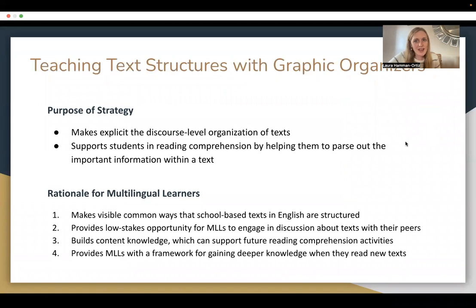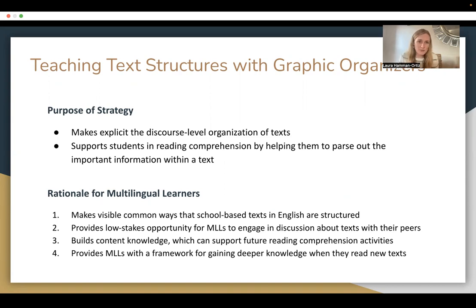So we'll move forward. Just to talk a little bit about why this is a useful strategy. The purpose of teaching students to approach reading from the lens of text structures and to use a graphic organizer to start to map text structures is that it helps make explicit the discourse level organization of texts. And last week when we talked about writing, we talked a lot about how it's important for students to understand the way that texts are organized, how language is put together so that they can then write.